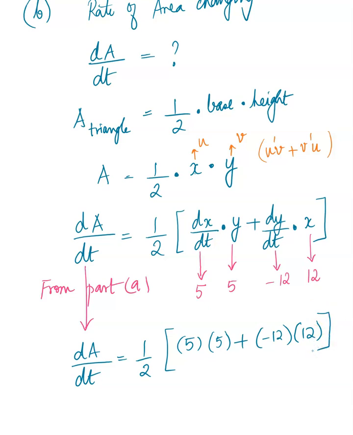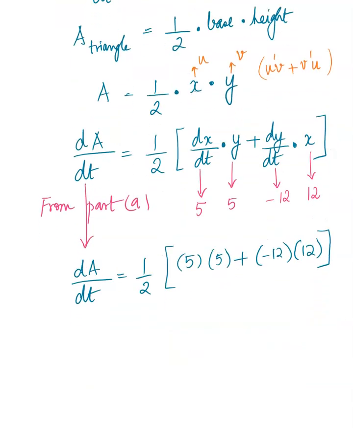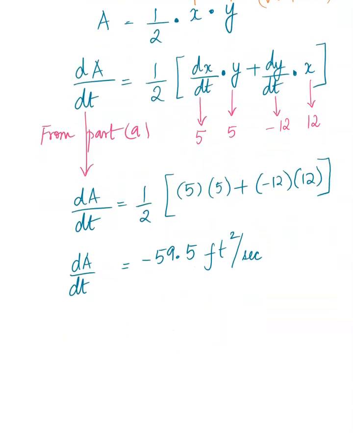This is kind of convenient because dA over dt is already on the left side. So do all the computation. You can already see it's going to be a negative answer. And that comes out to be negative 59.5. And because it's area, it's feet squared, or square feet per second. And that's again, because of the minus, we have to interpret it correctly when you write it.